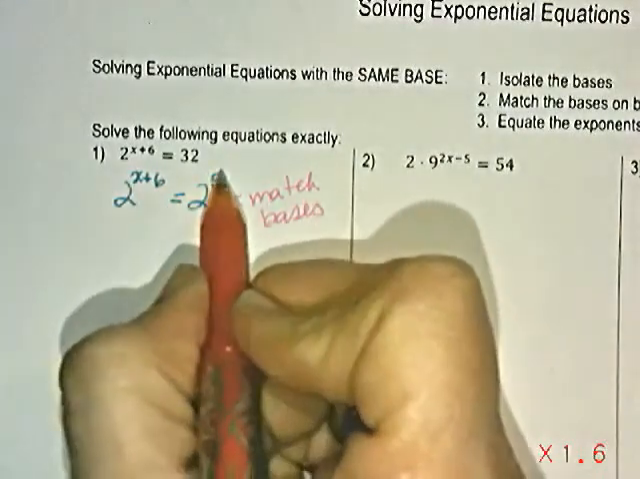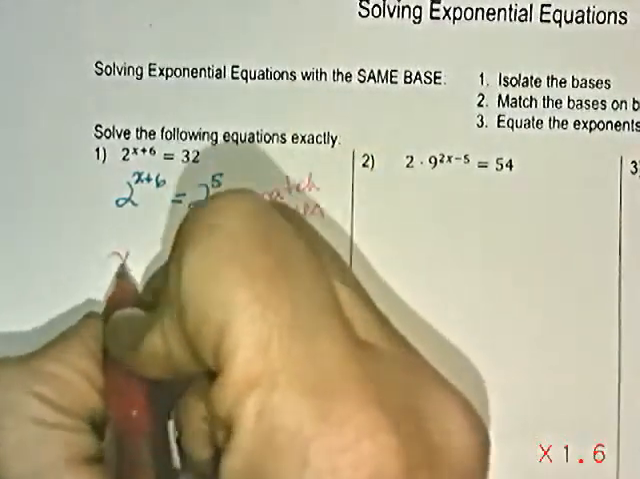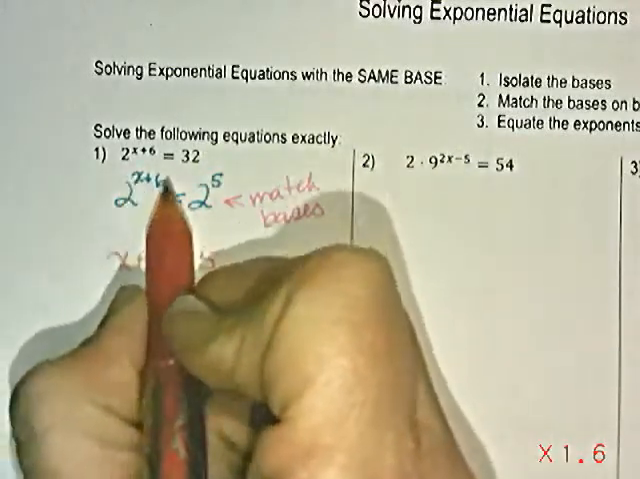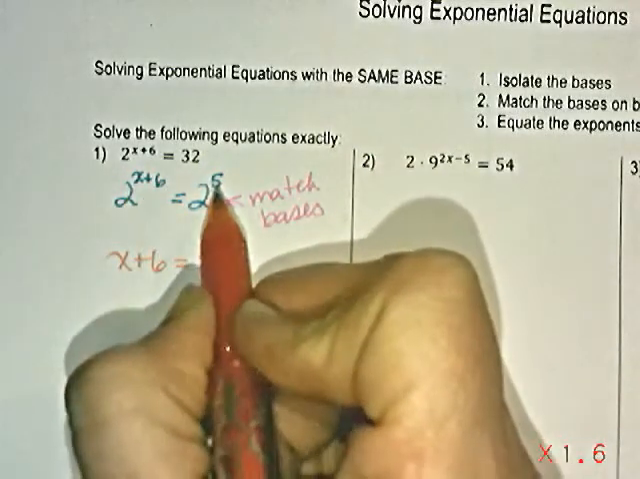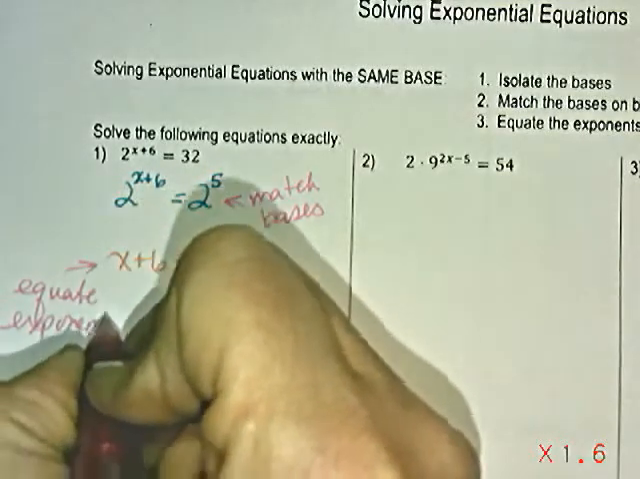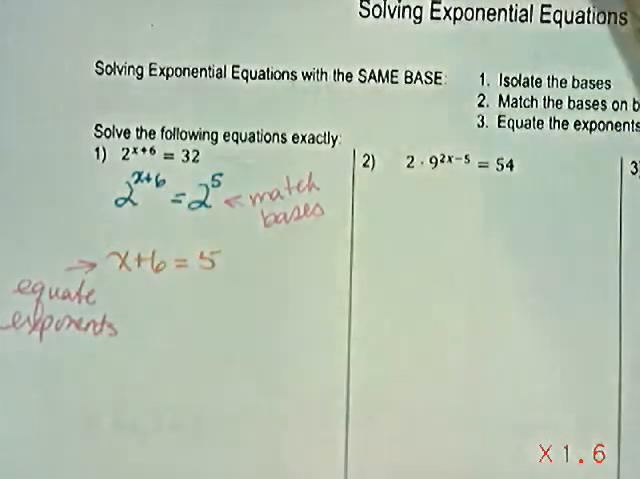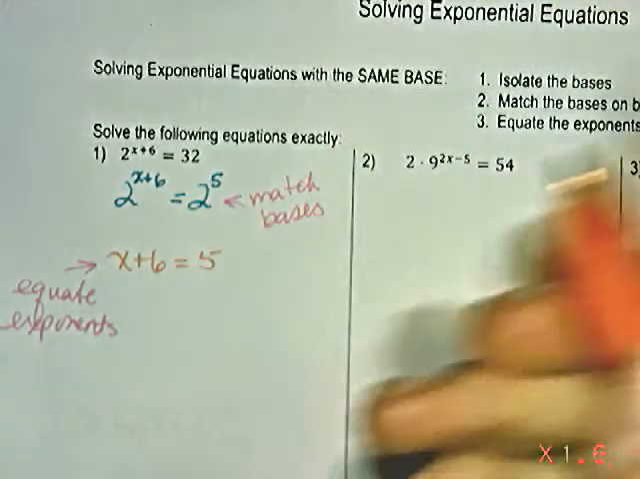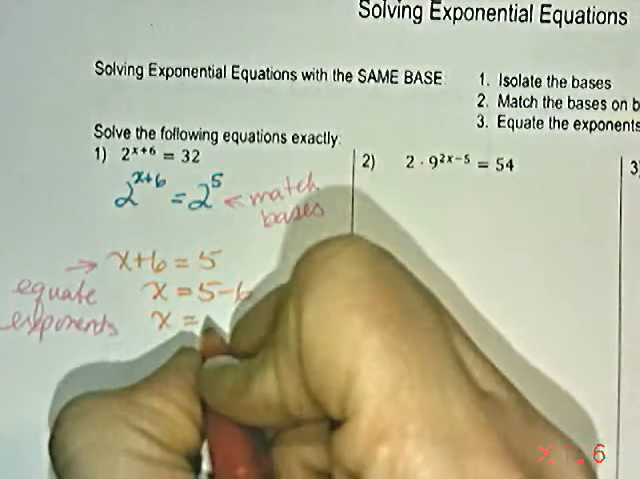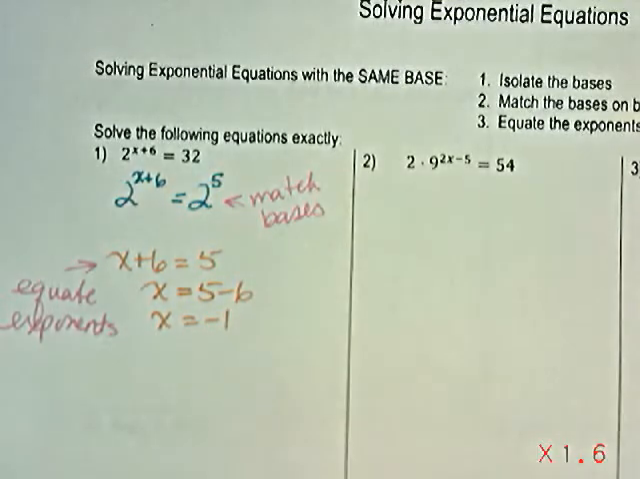What that means is I'm just going to take these exponents and just work with them, because whatever makes this true would be the number that would make this exponent equal to my 5. And so I've matched my bases and I equate my exponents. And of course we solve this linear equation and justify that the answer is in fact that -1.